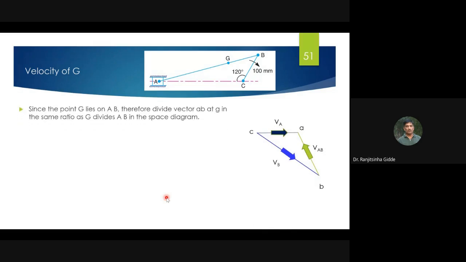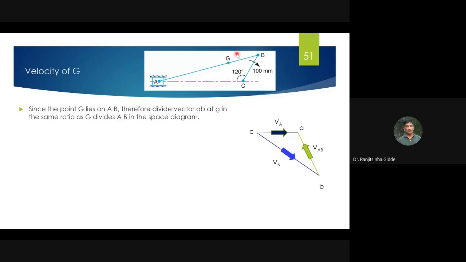Now we need to find out velocity of G. Next line you can write, since point G lies on AB, therefore divide vector AB at G, so this is small AB at G, in the same ratio as G divides AB in the space diagram.